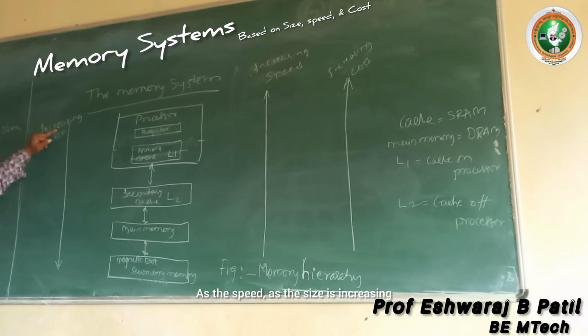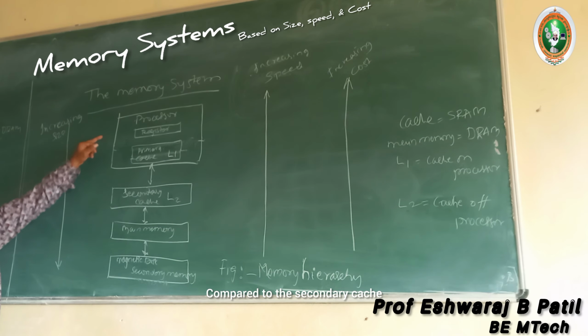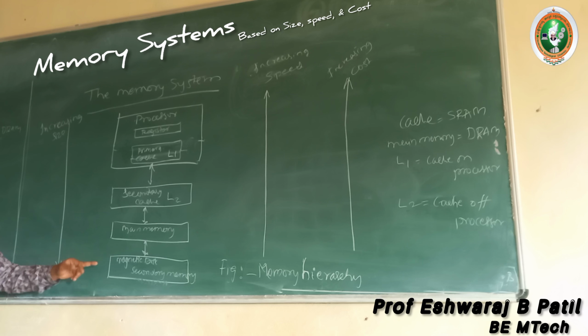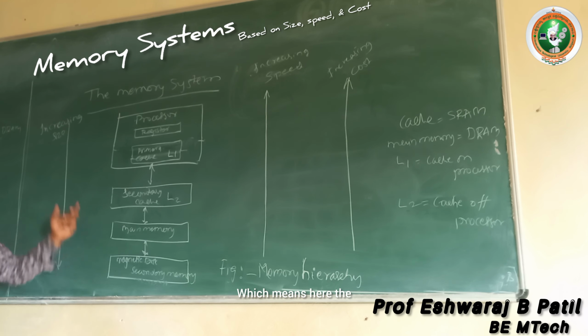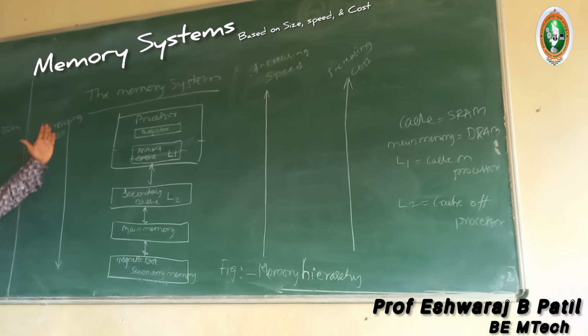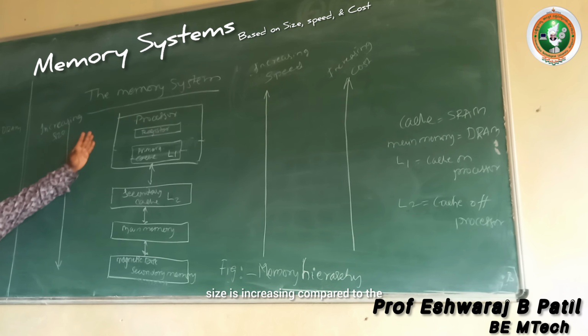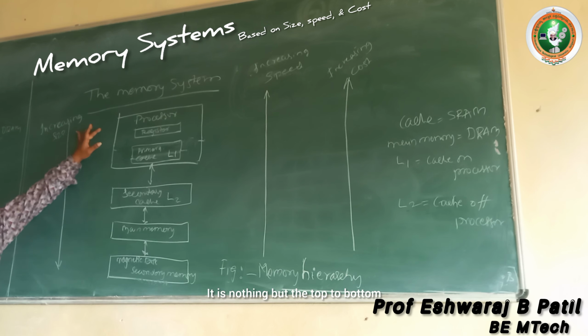As the size increases coming downwards, the magnetic disk has a large size compared to the secondary cache. That means the size increases from top to bottom.